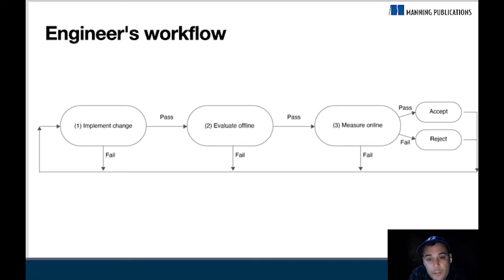There are ways to do things more efficiently, and they're covered in the book. Various methods of experimental measurement, including A/B testing, are covered in the book. But in the end, it's this online measurement that determines whether your new idea is accepted into the system or is rejected, and you go back to the drawing board. And this workflow appears in social media systems, trading systems, anywhere you find ML models or the desire to improve a complex engineered system. You'll find this kind of workflow.